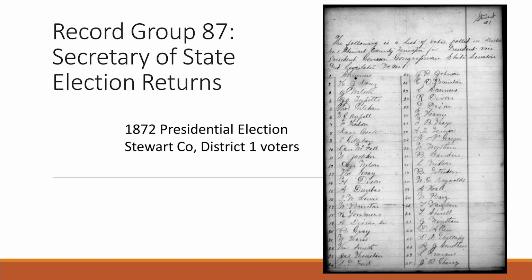Here's an example from 1872. This is the presidential election, and this is District 1 of Stewart County. We see voters listed. This is after the Civil War, so we're going to see formerly enslaved people in these returns. You may see them listed separately on a colored list, or you may see the letter C listed after the names. But at least at this time, until the Jim Crow laws got up and going, you had a lot of formerly enslaved people who were voting, and so you'll see their names in these returns.